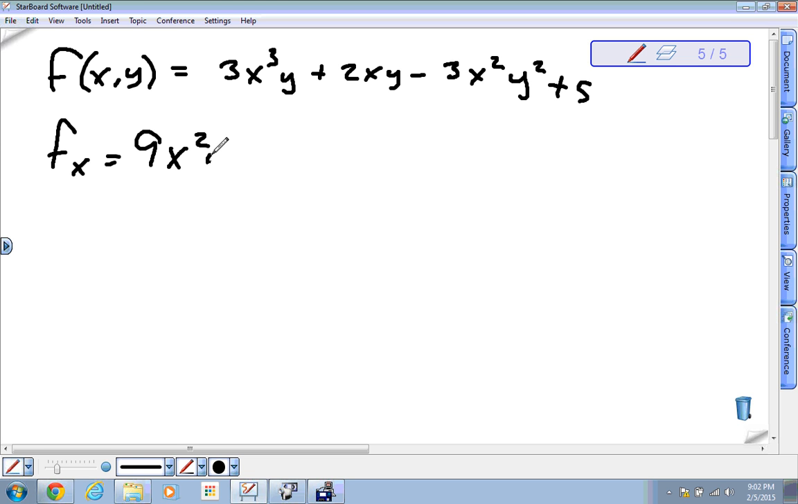squared y. God dang it. Plus 2y minus 6xy squared. Worthless pen. What's wrong with you? Seriously.